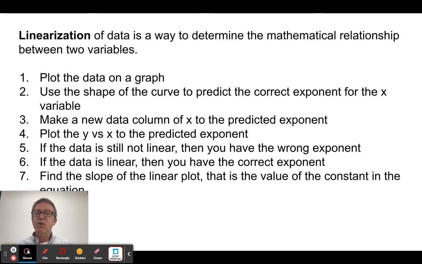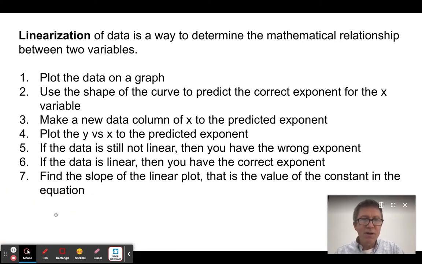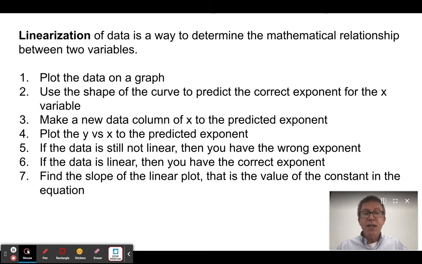Okay, how is it that we're going to come up with these equations? Okay, well, let's see if I can figure out how to move myself here. Okay, here we go. We're going to use a technique called linearization. So linearization is a lot easier than it might sound. So basically, it goes like this.